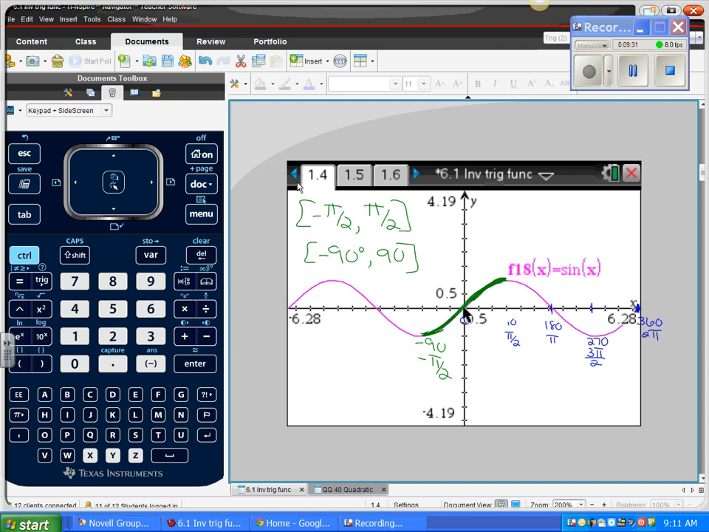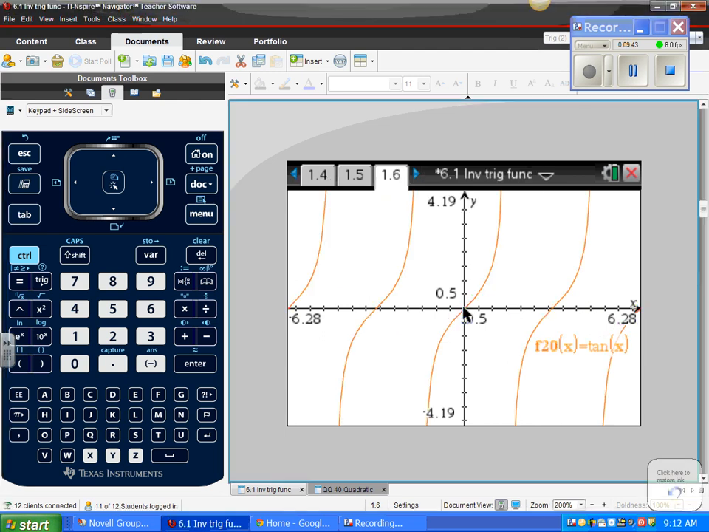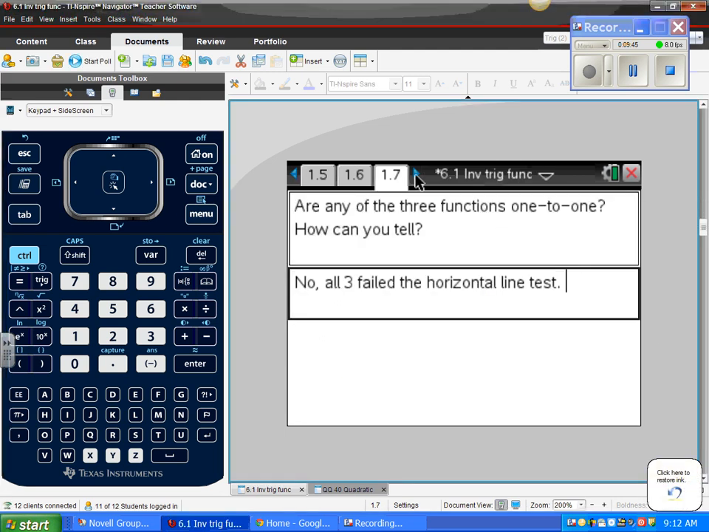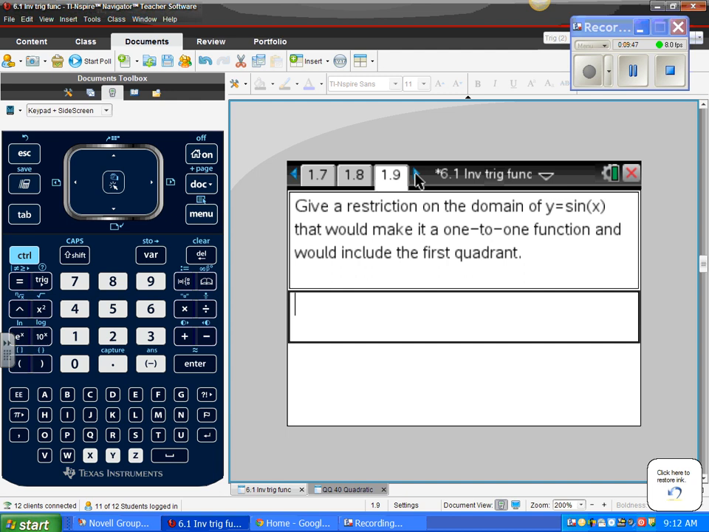I'm waiting. Are you ready? Okay. All right, so the question asked, give a restriction to the domain, so that restriction is negative 90 to 90 or negative pi over 2 to pi over 2. That would include the first quadrant.